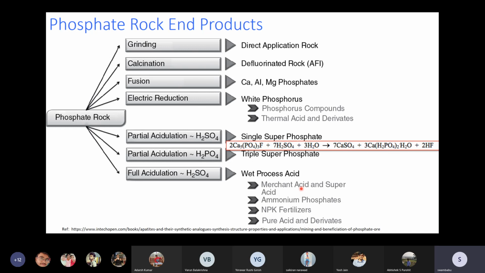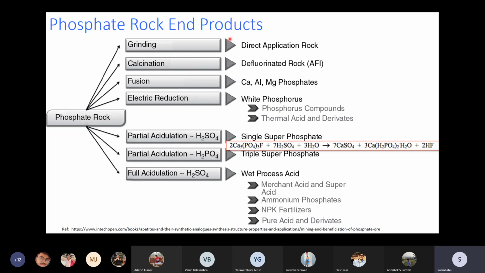We can also use phosphate rock to produce phosphoric acid. Apart from this, we can also use it to produce white phosphorus, because this pure phosphorus is also used in gunpowder, for blasting and other applications. For that we can use this electric reduction process. So these are all the rock phosphate end products.